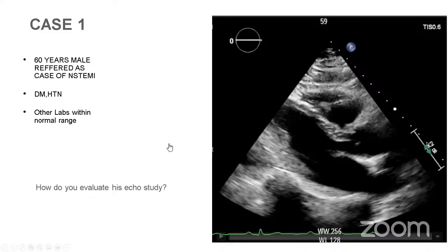Okay. Is it clear now? Is it clear and large? Yes.